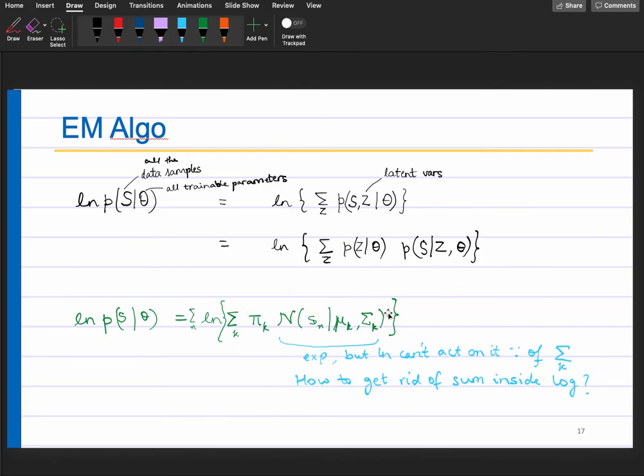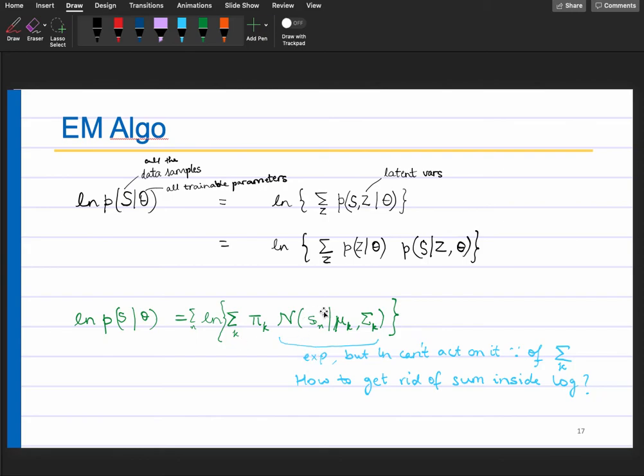So let us see the problem here. The green ones are the examples with GMM. P of z given theta is simply pi k, and P of s given z, theta is the probability of the sample given the cluster parameters mu and sigma. Now you see the log is operating on a summation, so you cannot use the property that log of a times b is log a plus log b. You cannot separate the terms, and mostly this term will not be analytically solvable. So that is the problem.